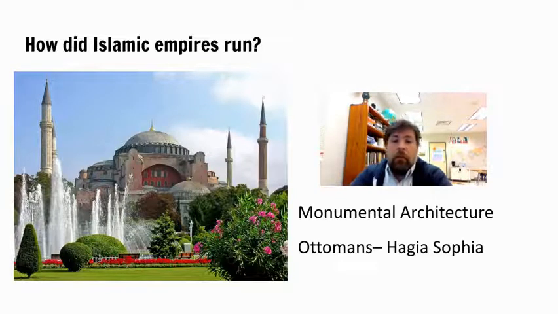Well, the Ottomans had monumental architecture too. This is called the Hagia Sophia, and it had been a Greek Orthodox cathedral, so a Christian cathedral, for a really long time. But when the Muslims took over Constantinople and renamed it Istanbul, they turned the Hagia Sophia into a Muslim mosque. A mosque is a place where Muslims go to pray and have worship services. Like Christians go to church, Muslims go to mosque. So this is the Hagia Sophia, a really impressive mosque in Istanbul.